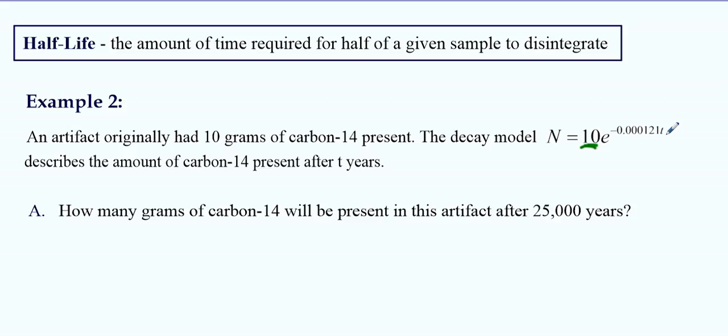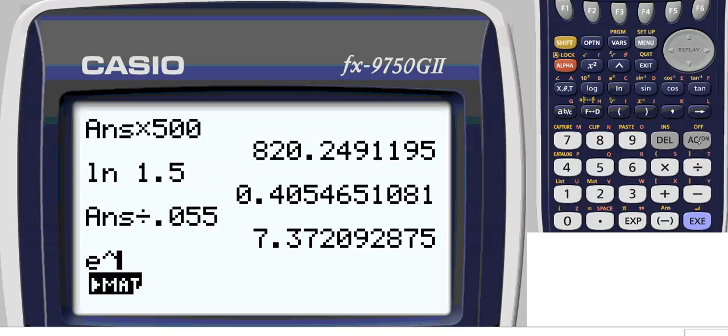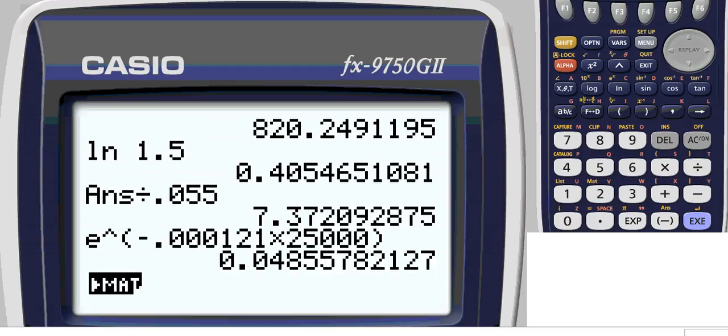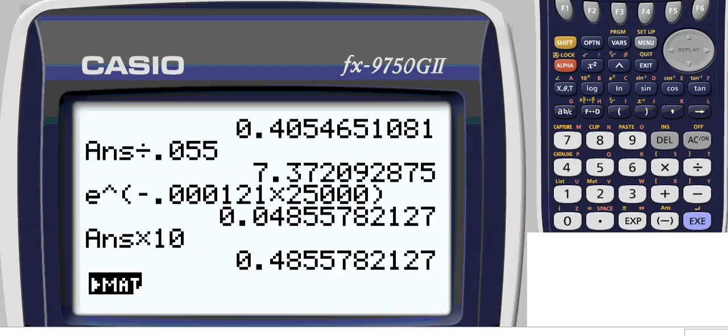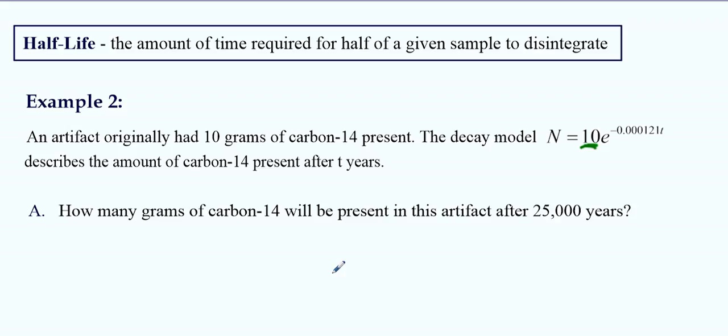So this is only a calculator question. Plug in 25,000 for t in e to the negative 0.000121 t. Negative 0.000121 times 25,000 years. And then it started with 10 grams, so multiply by that initial 10 that was at the beginning of the equation. So we'd be left with 0.486. Round to 3 decimal places, 0.486 grams.